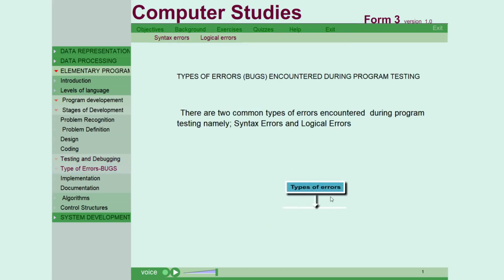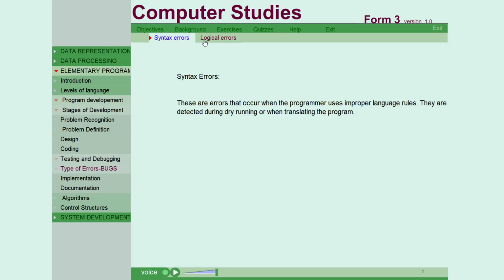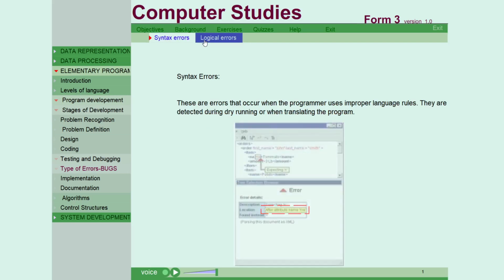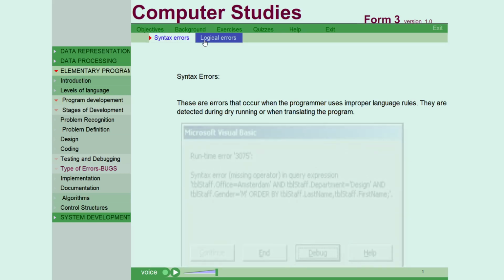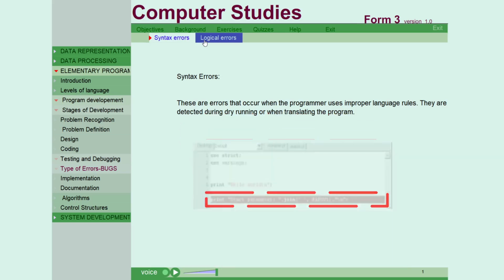Types of errors or bugs encountered during program testing. There are two common types of errors encountered during program testing, namely syntax errors and logical errors. Syntax errors. These are errors that occur when the programmer uses improper language rules. They are detected during dry running or when translating the program.